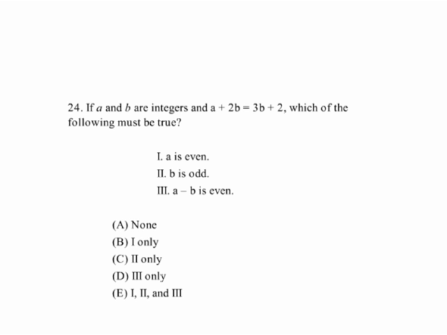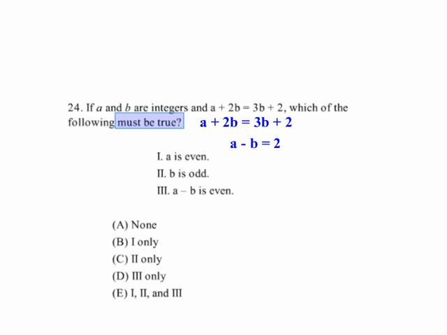In this problem we're looking for what must be true if a and b are integers and a plus 2b equals 3b plus 2. Well, our first step here, remember when we have a problem, your first step is to do everything you can do to it. Well, all we can do here is reduce the equation a little bit, and if we subtract 3b from both sides, we get a minus b equals 2. A minus b equals 2.